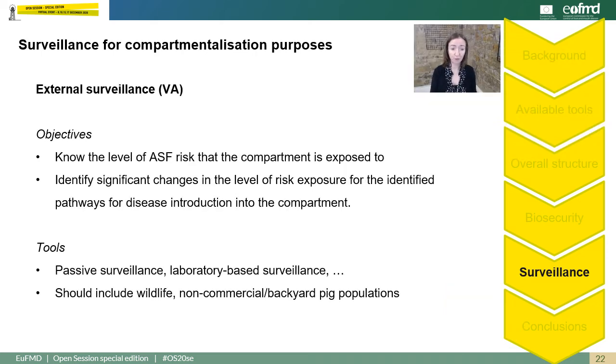The objectives of external surveillance are slightly different, as they are related to the Veterinary Authority and not to the compartment operator. The objectives here are to know the level of risk that the compartment is exposed to and identify changes occurring in this level of risk. For example, the external surveillance plan should be able to detect when the disease is introduced in the wild boar population. To meet this objective, different tools can be used, like passive surveillance with hunters and veterinarians, or laboratory-based surveillance systems.